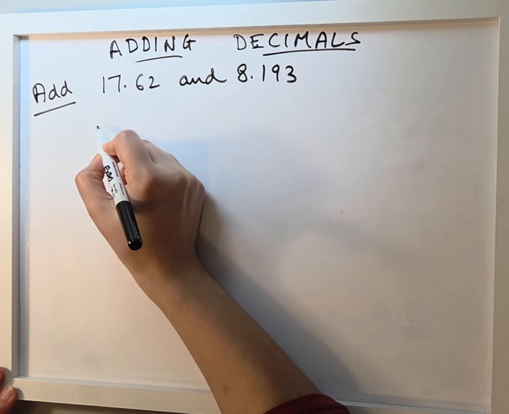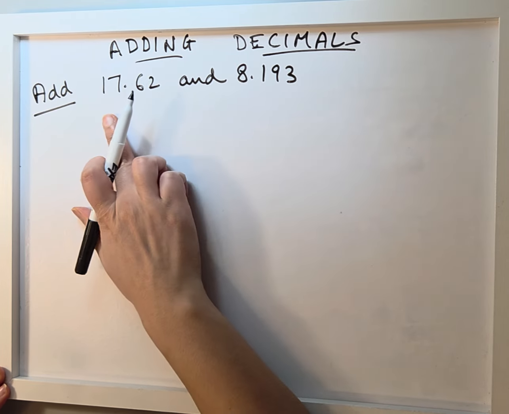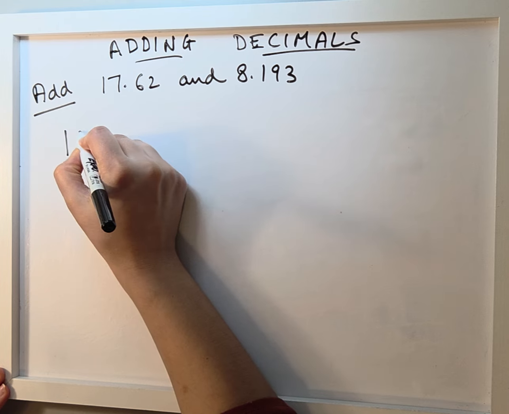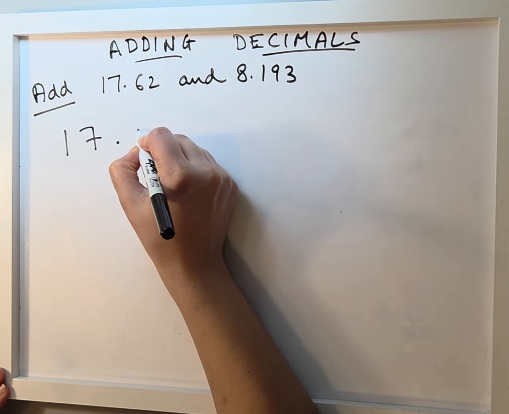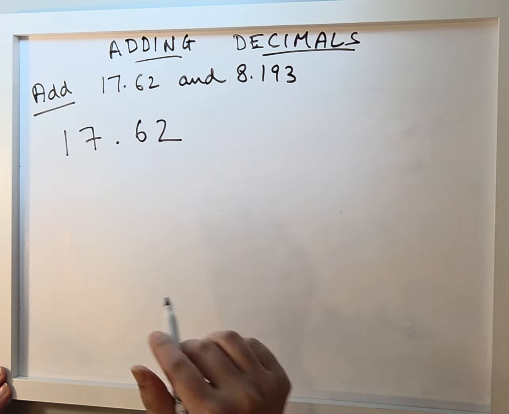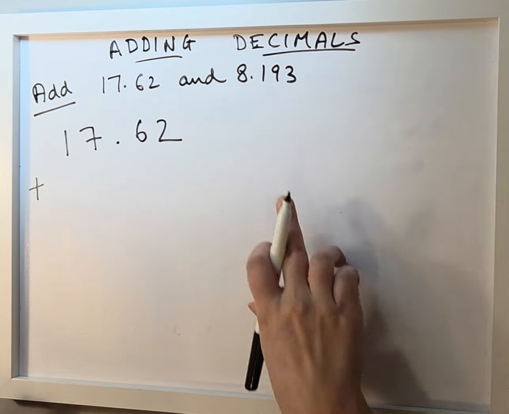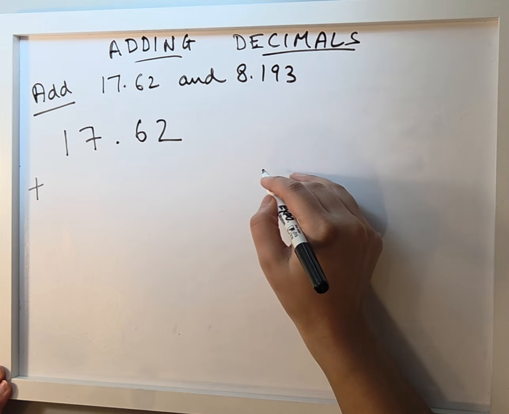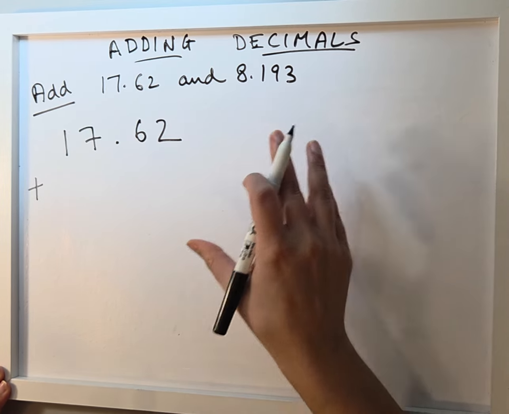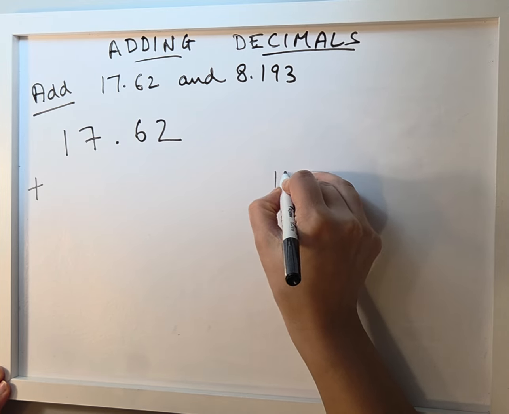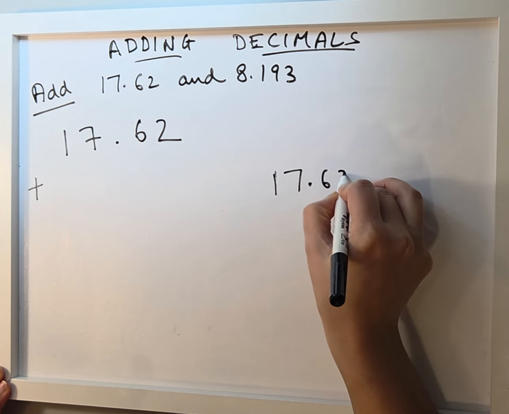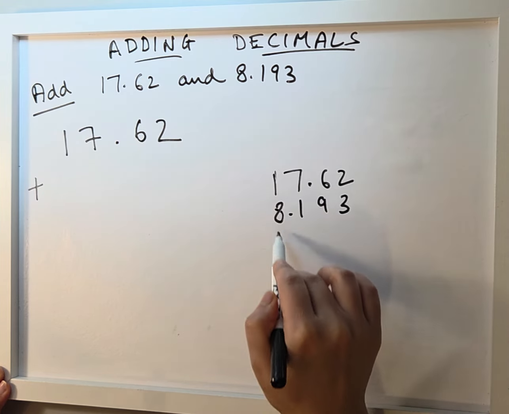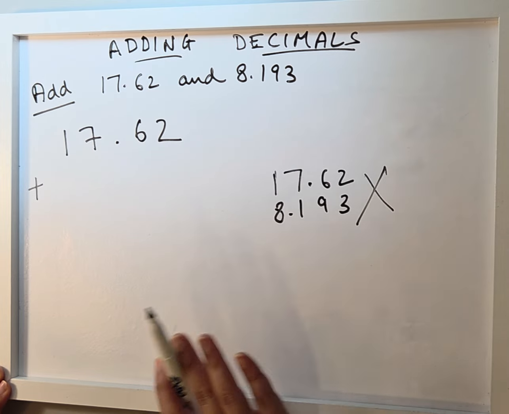So what does that mean? If we are adding these two numbers, we have 17.62 and we add 8.193. Now what a lot of people do is they align the numbers. So what they end up doing is 17.62 and 8.193. They align the numbers, which is not correct.